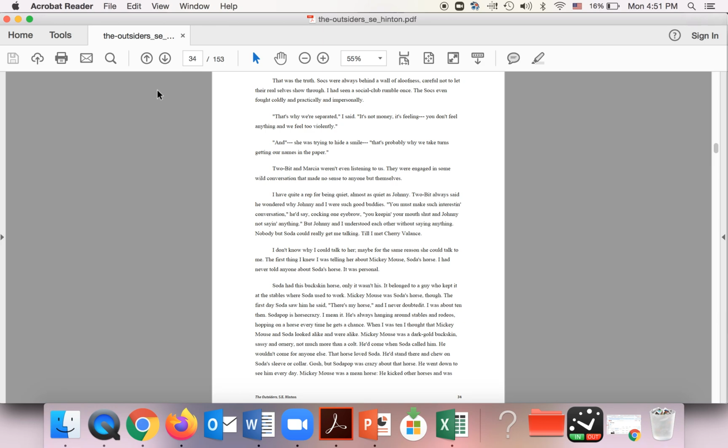It was personal. Soda had this buckskin horse, only it wasn't his. It belonged to a guy who kept it at the stable where Soda used to work. Mickey Mouse was Soda's horse, though. The first day Soda saw him, he said, "That's my horse," and I never doubted it. I was about 10 then. Soda is horse crazy. I mean, he's always hanging around stables and rodeos, hopping on a horse every time he gets a chance. When I was 10, I thought that Mickey Mouse and Soda looked alike, and were alike. Mickey Mouse was a dark gold buckskin, sassy and ornery, not much more than a colt.